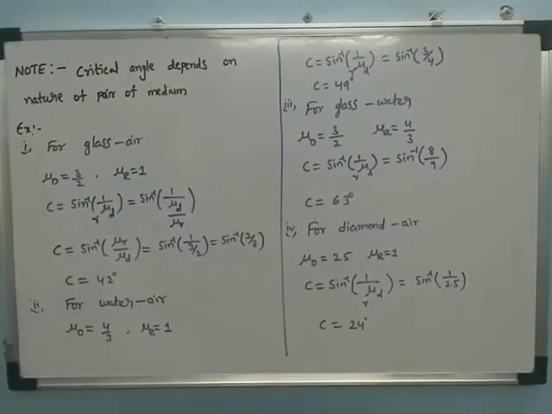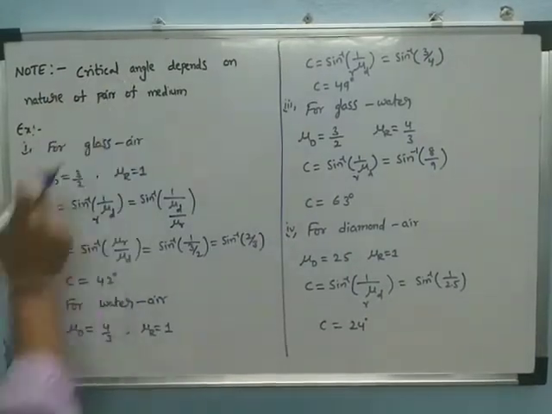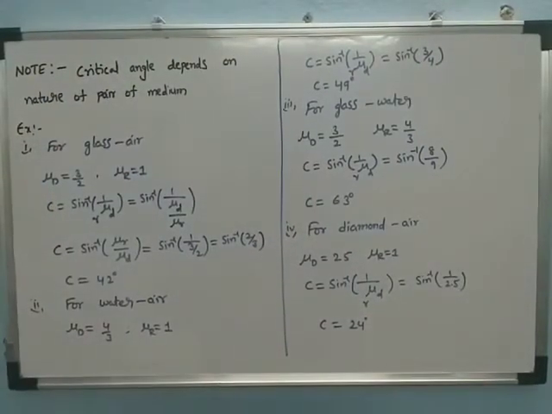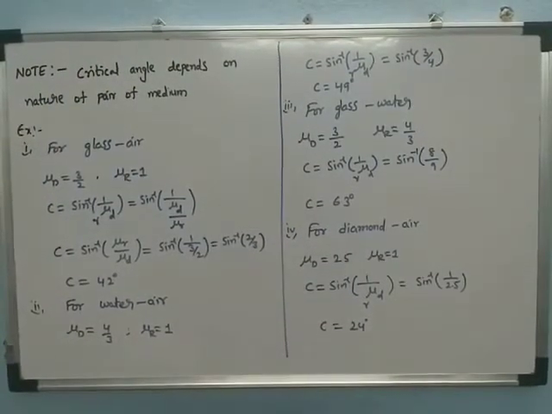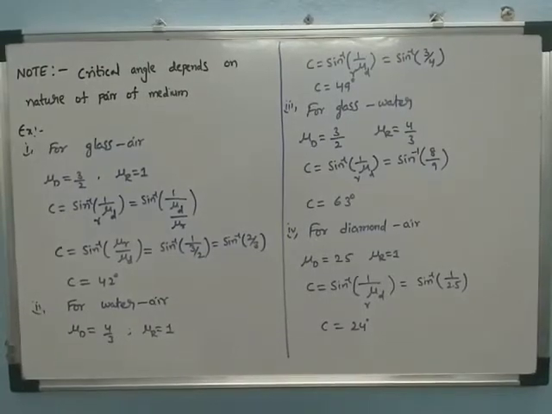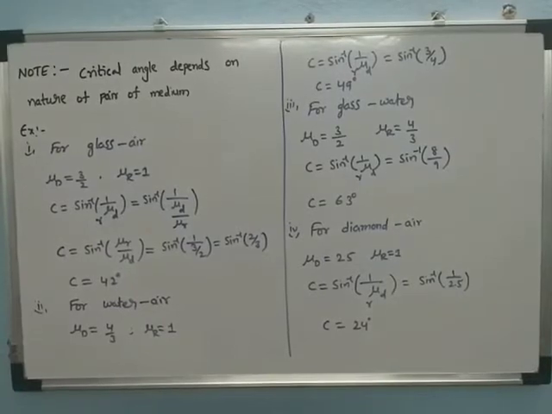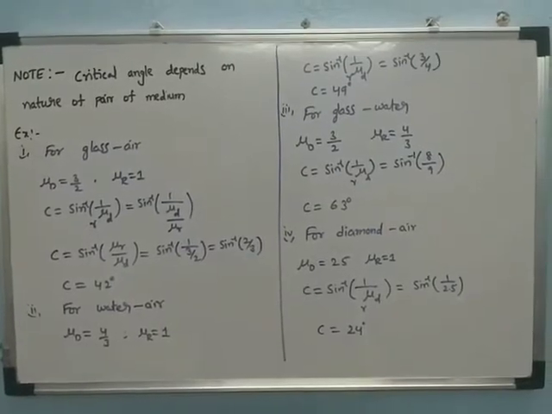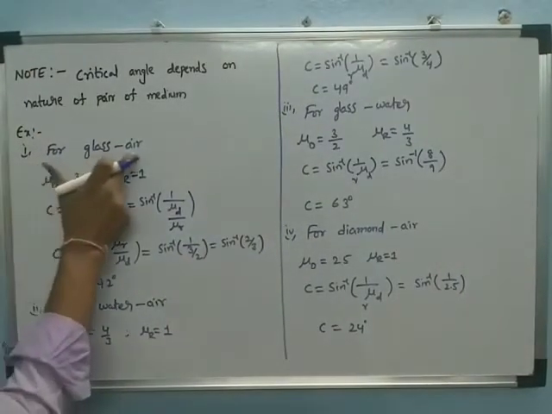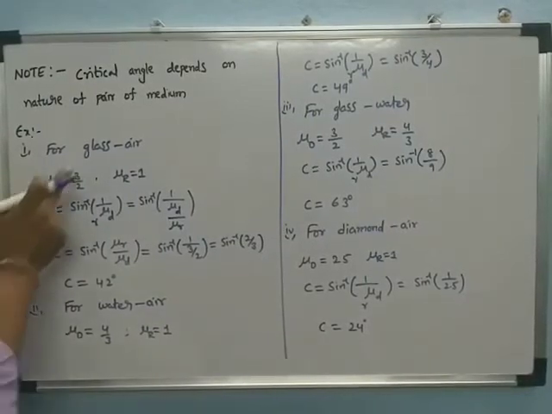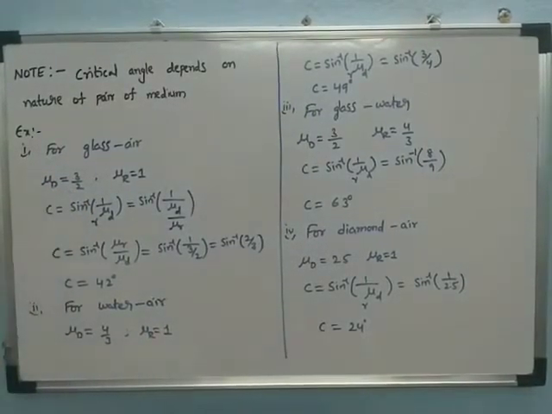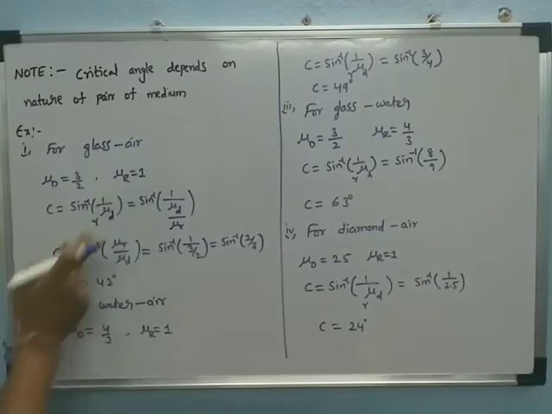Now the notes on the critical angle. The critical angle depends on the nature of the pair of media, that is, glass and air, or water and air, or glass and water, or diamond and air. The first example we see is glass and air. The refractive index of glass is 3 by 2 and of air is 1.